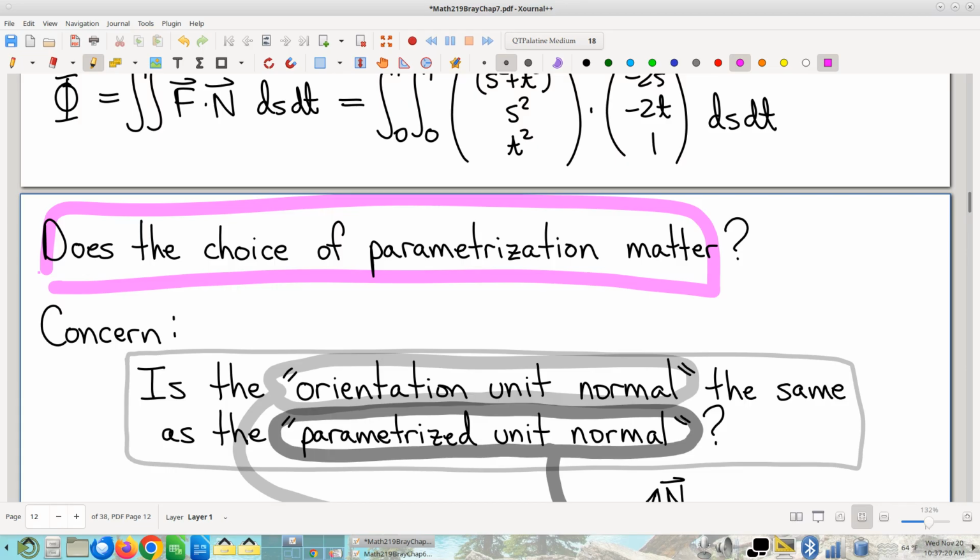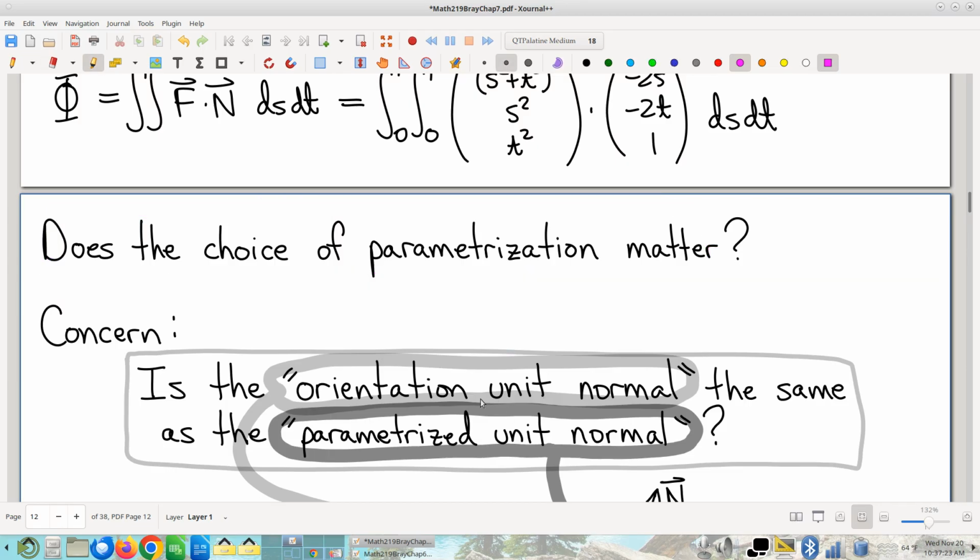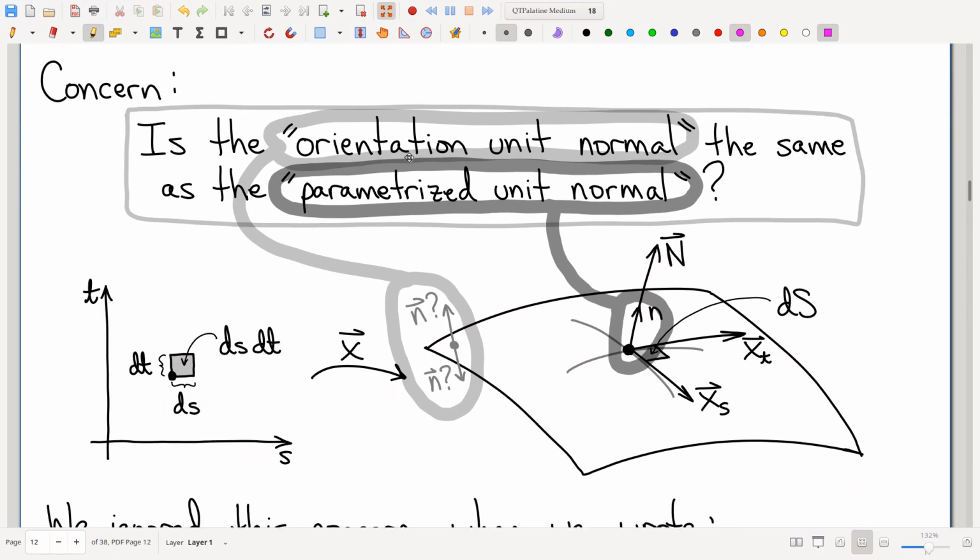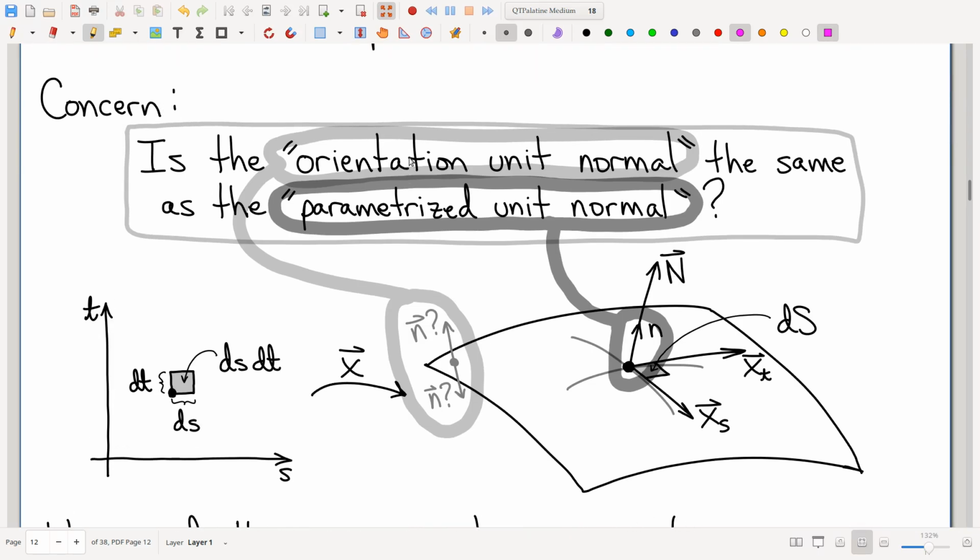So here we are again. Does the parameterization matter? And yes, again, it does matter a little bit. You have to worry about whether you parameterize the right way. So let's remind ourselves of the deal. If you are looking at a flux through some surface, it can't just be a random surface. It has to be an oriented surface. Flux only makes sense if there's an established, agreed upon direction of what you consider to be the positive direction, and we indicate that by way of what we call the orientation unit normal.